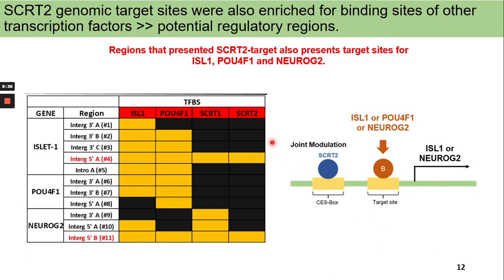So next, we searched for target sites that were enriched in those regions where Scratch2 binds near the transcription factors Islet1, Pou4f1, and Neurog2, because when the regions are enriched for binding sites of other transcription factors, potentially those regions are regulatory regions. And with that, we observe that in those two regions where Scratch2 binds, here in red, those regions presented Scratch2 target sites and also target sites for Pou4f1 or Islet1.